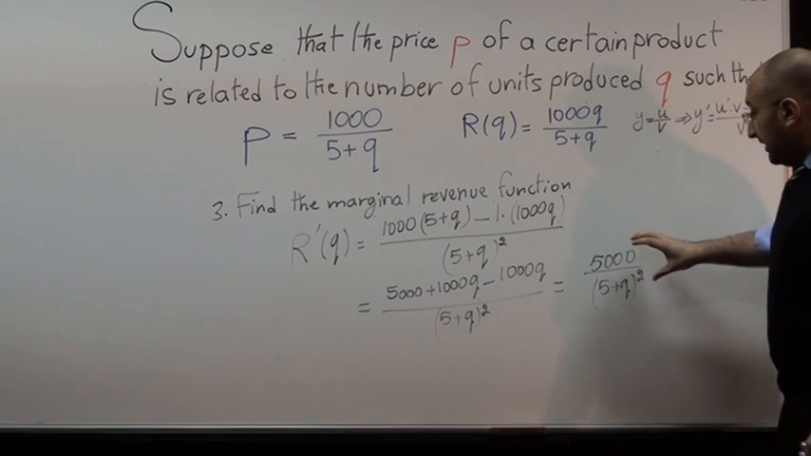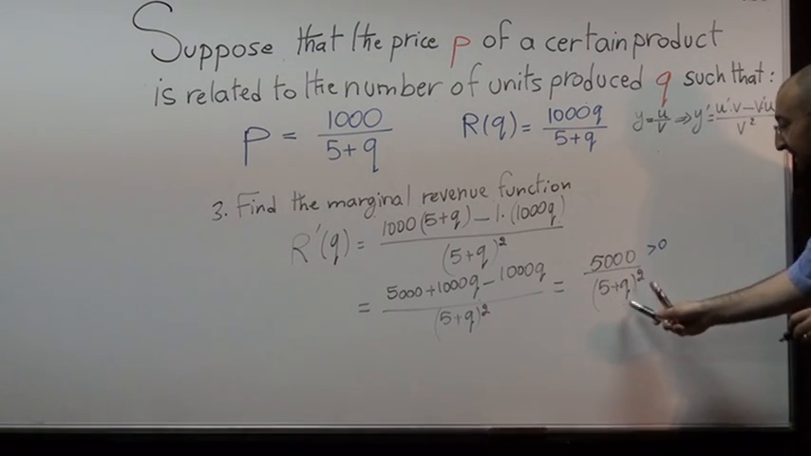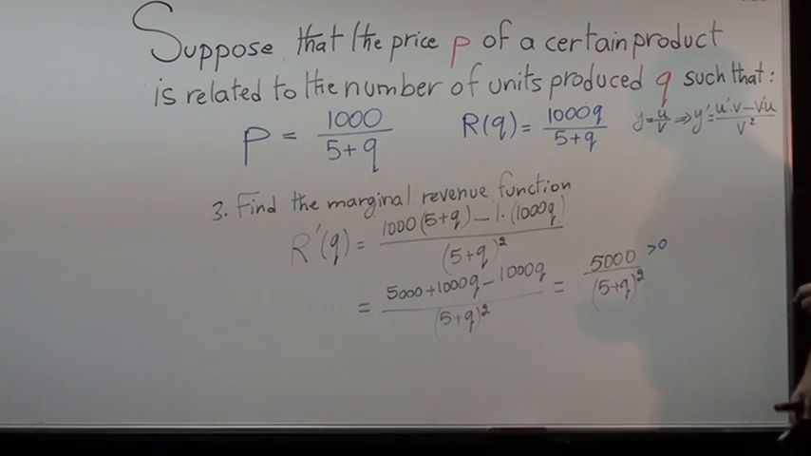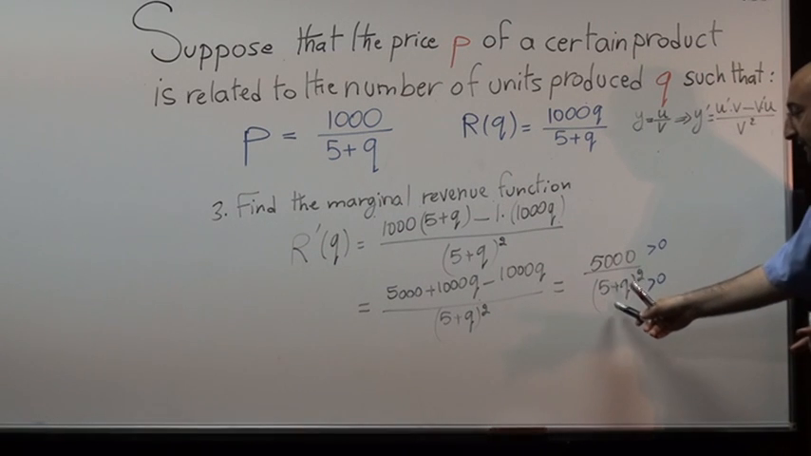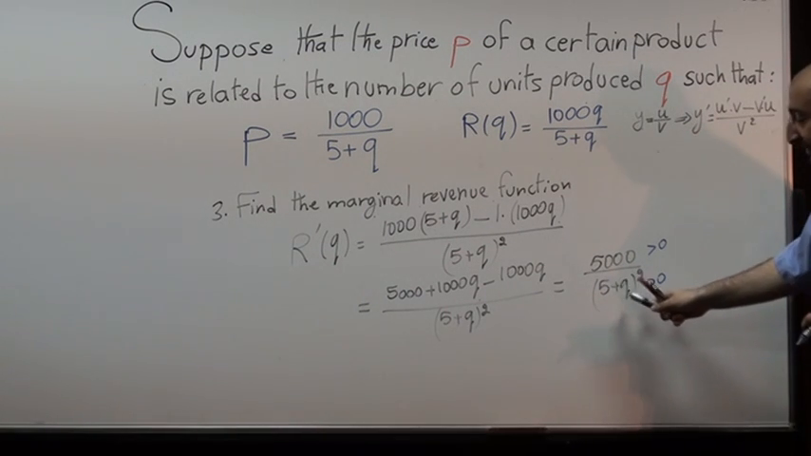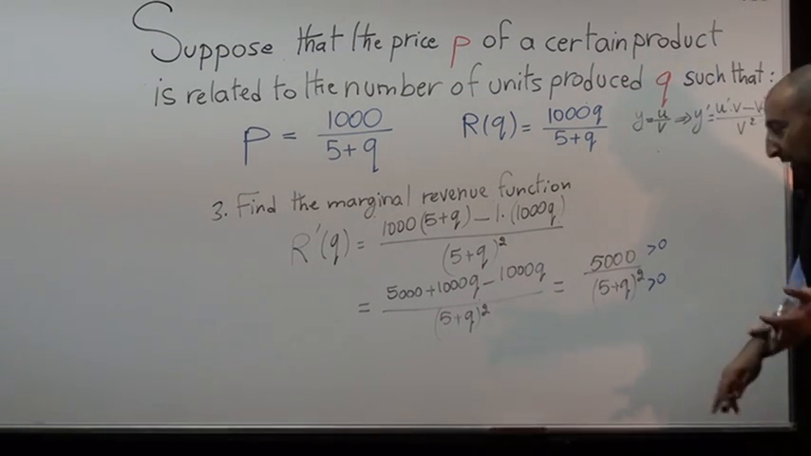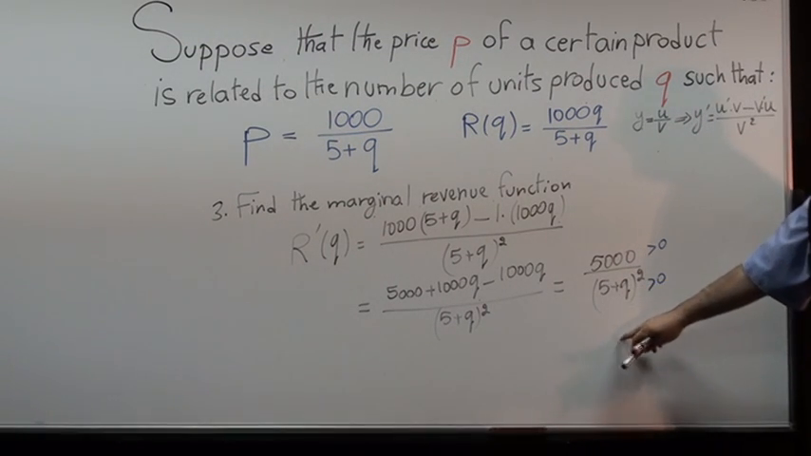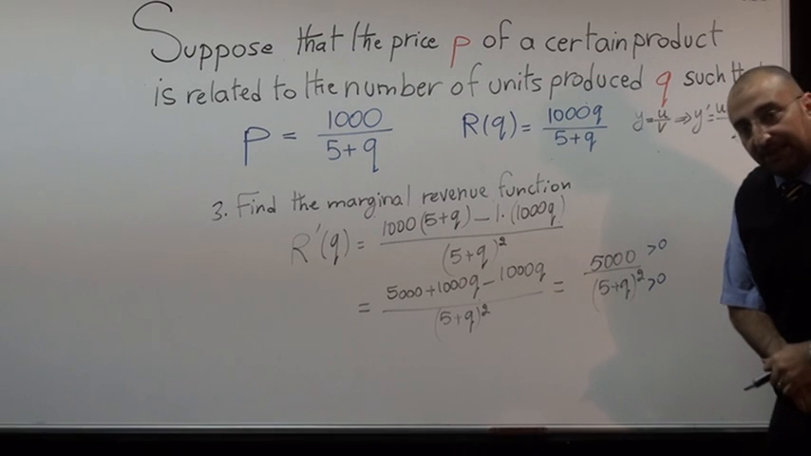Okay, now that you're back, think about it this way. I have 5000 here, which is a positive number. 5 plus Q squared, I claim that this is also a positive number. Can you tell why? Well, it's a number raised to the power 2, so the only possibility for it to be not positive is if it is equal to 0. Because a real number raised to the power 2 can never be a negative number. So 5 plus Q is either positive or 0. Why is it not equal to 0? Well, for it to be equal to 0, Q has got to be negative 5. And Q is the quantity produced, the number of units produced. And that cannot be a negative number, of course.